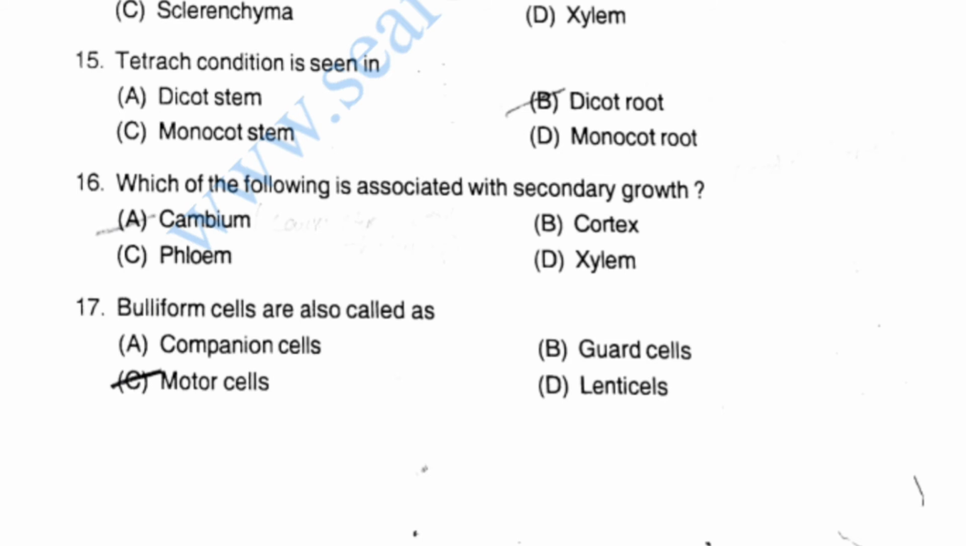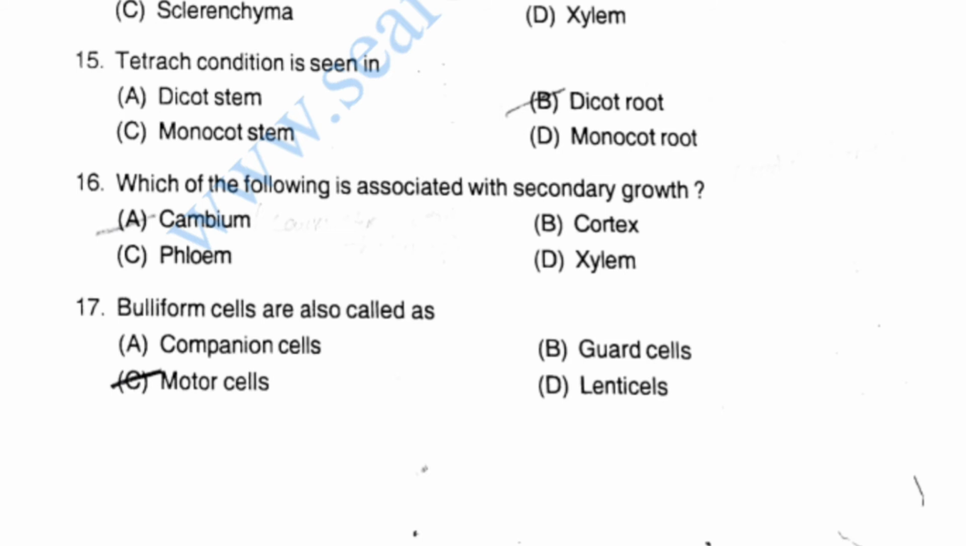Okay. Question number 17. Bulliform cells are called dash. Meaning, what is the other name of bulliform cells? What is the other name of bulliform cells? That is motor cells. Okay. So let us know what we mean by bulliform cells. What are bulliform cells? Actually, on the upper surface of generally monocot leaves, we can see bubble-shaped epidermal cells, and these are also called motor cells.